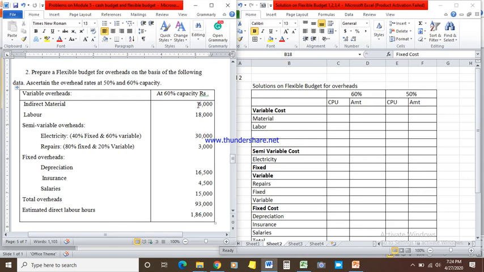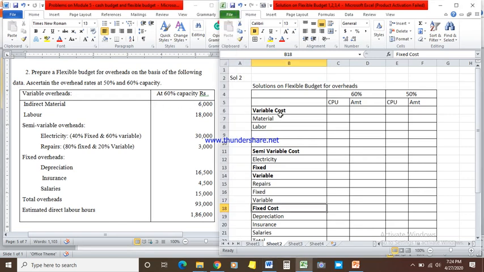Here when we look into the indirect materials and labor, these two are items of a variable cost. So I'll write here material 6,000, then 18,000 labor.